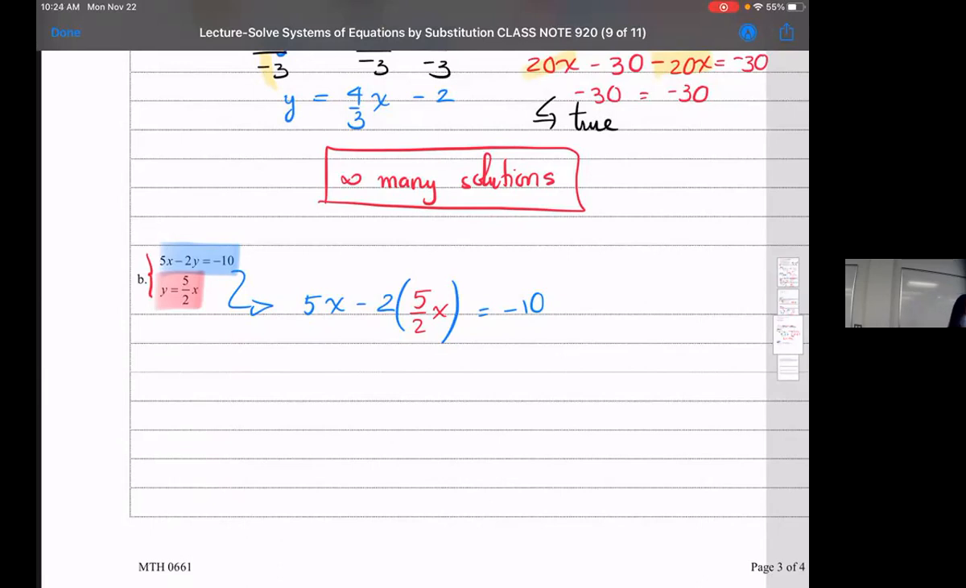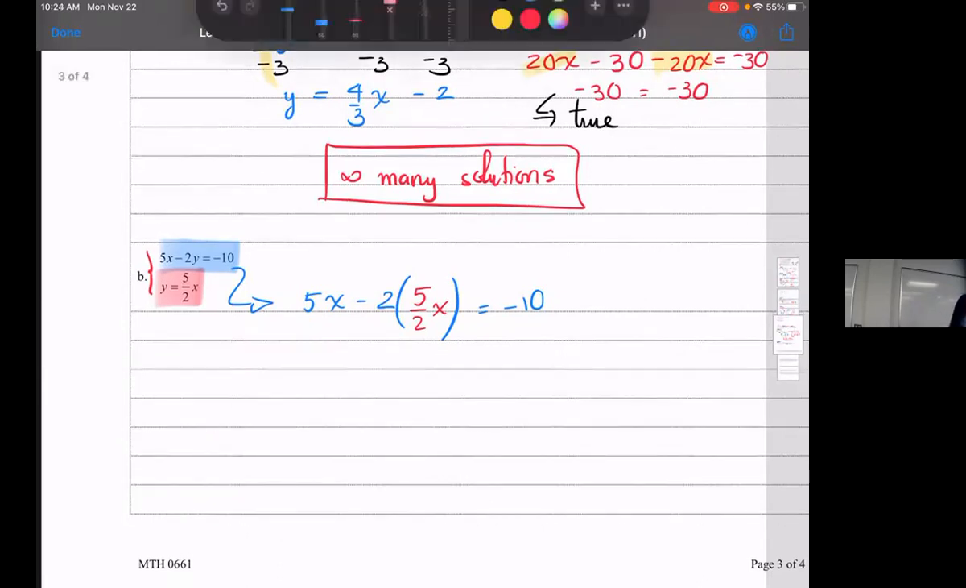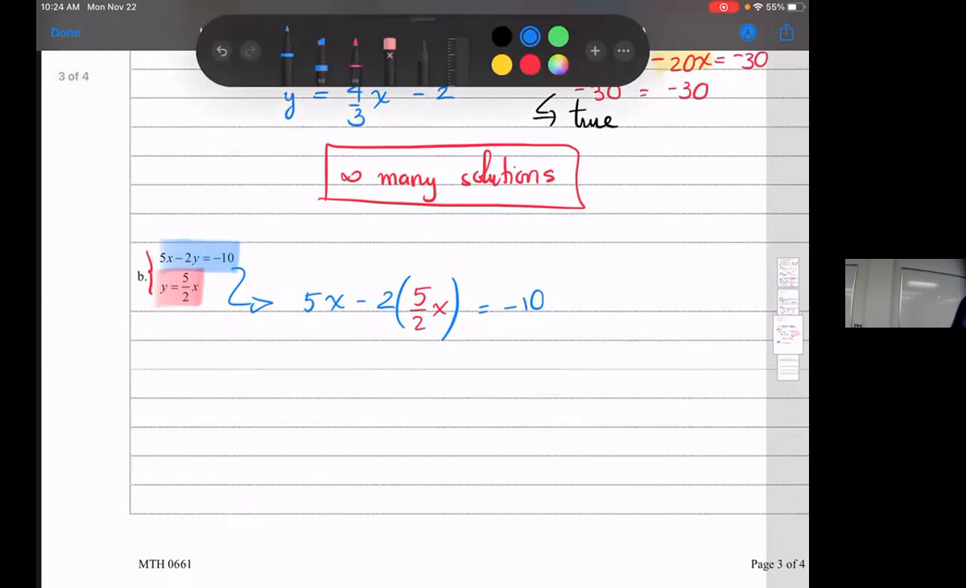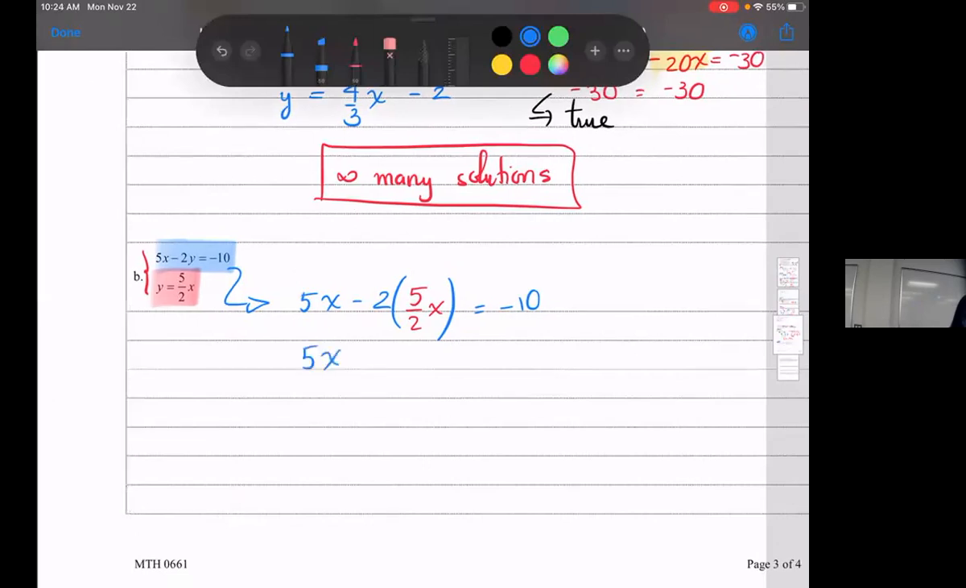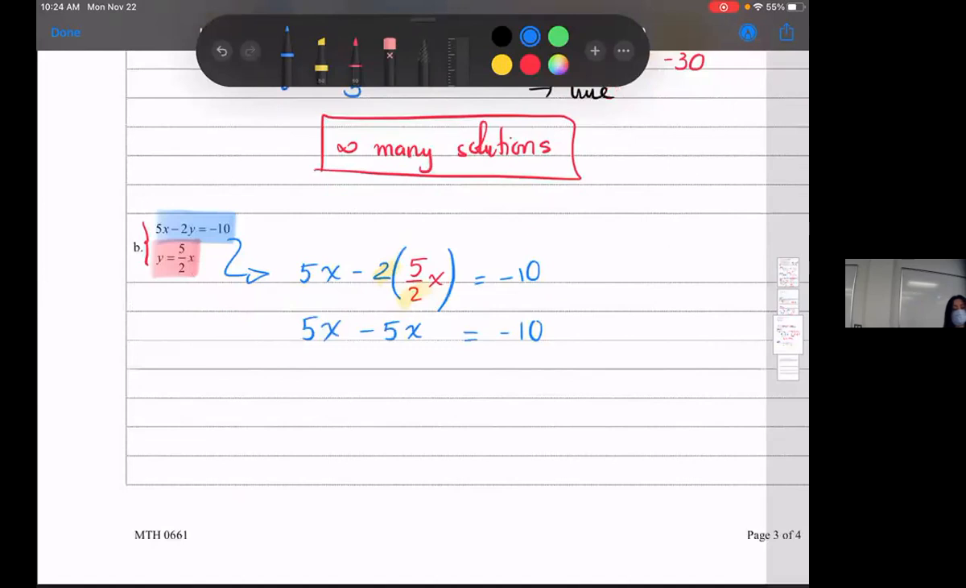So what solution do you have? The 2 and the 2 cancel. Yes. So it's just negative 5x here equal negative 10. 5x minus 5x is 0. Is 0 equal negative 10? No, right? That's false. So no solution.